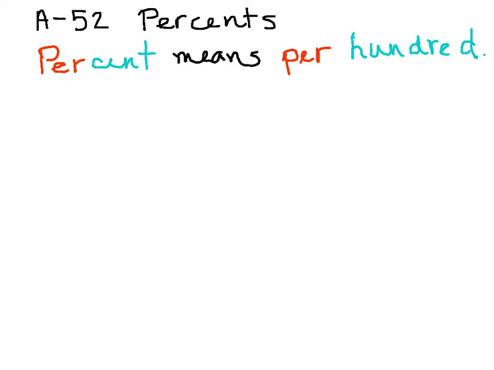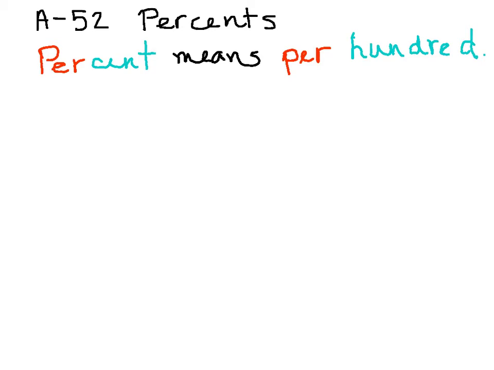Alright guys, in this video, A52, I'm going to do several math problems for you. The key to percents is to understand that per means per and cent means hundred, as in there's 100 cents in a dollar, and cent as in century, being 100 years. So percent means per 100. If you remember that, the rest of this isn't so difficult.